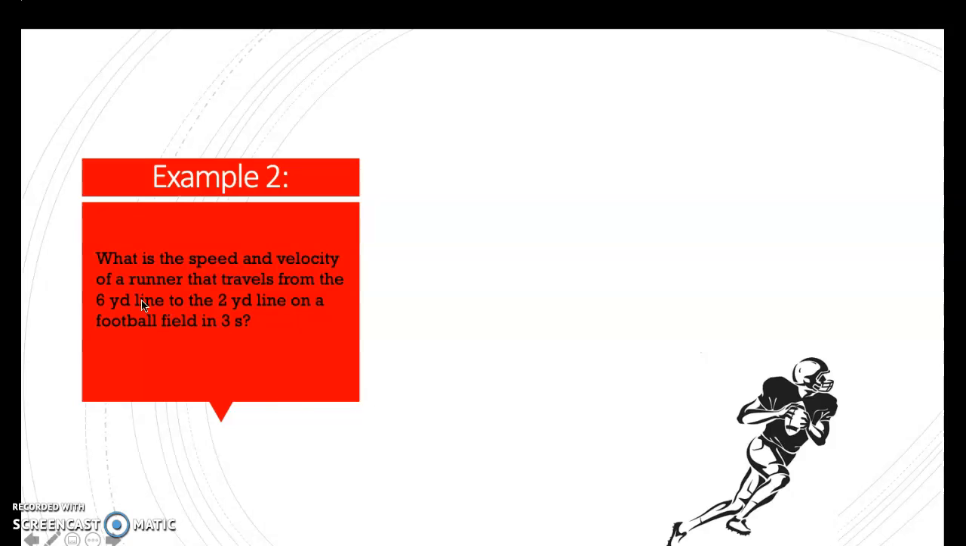In this example, what is the speed and velocity of a runner that travels from the 6-yard line to the 2-yard line on the football field in 3 seconds? Again, there are my three variables for the speed equation: speed, distance, and time. The total distance covered between 6 to 2 yards is 4 yards. And again, because it's speed and it's scalar, I don't care about the direction, so it's going to stay a positive number. And then my time is 3 seconds. So I end up with speed is 4 yards divided by 3 seconds, which gives me 1.33 yards per second.